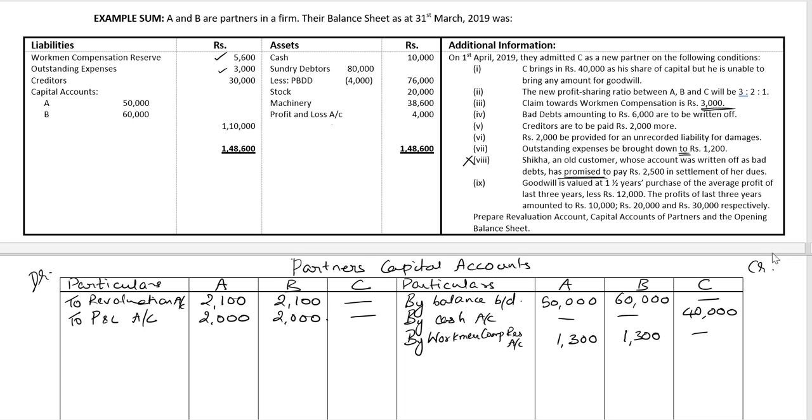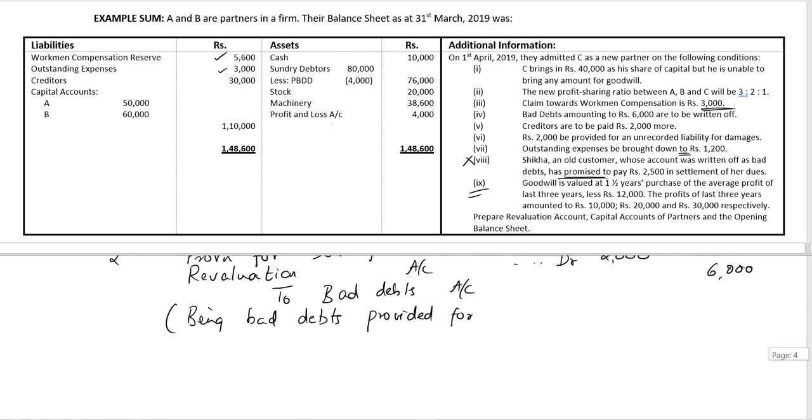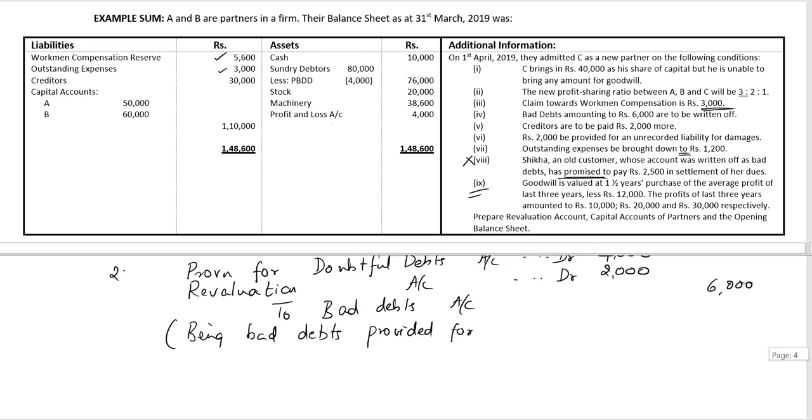Let's deal with goodwill. We need to calculate the goodwill of the firm as per the 9th point. Goodwill is to be valued at 1.5 years purchase of the average profits of the last 3 years less 12,000. And the last 3 years profits is given as 10,000, 20,000 and 30,000. So let's go ahead to the working notes to find out the goodwill of the firm.